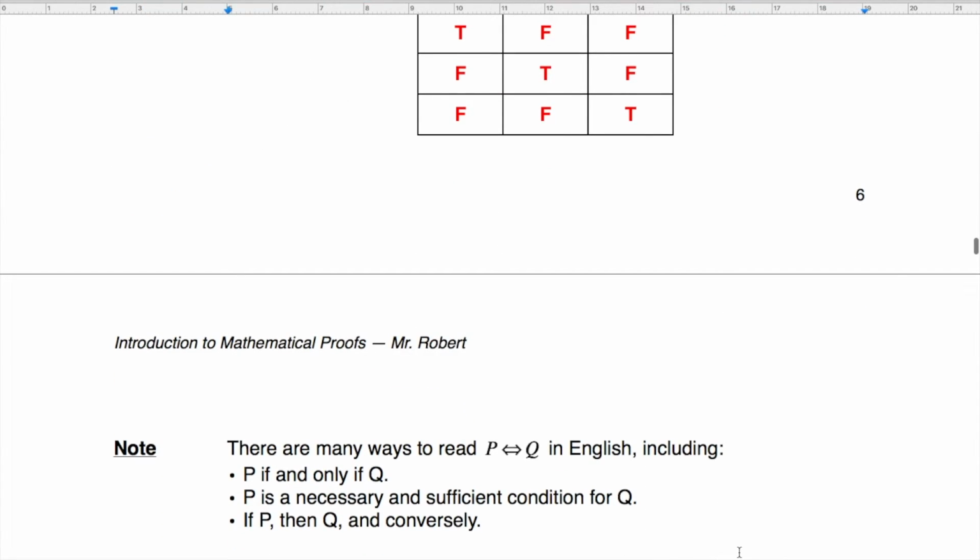So there are many ways to read P if and only if Q in English, including the one I just said, and also P is a necessary and sufficient condition for Q, or if P then Q and conversely. There are others, of course.